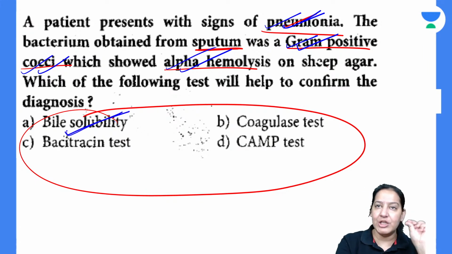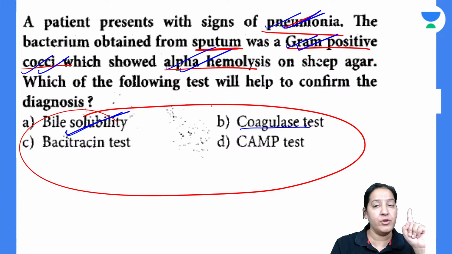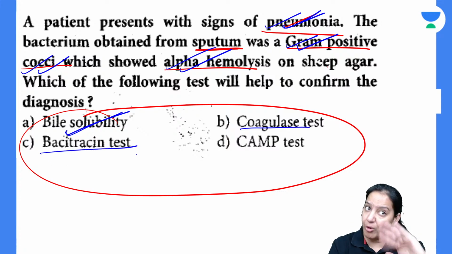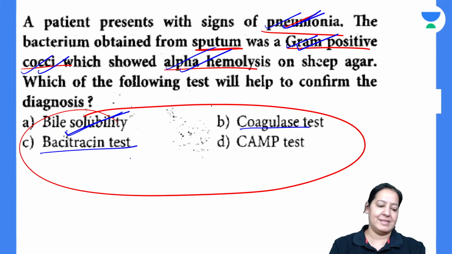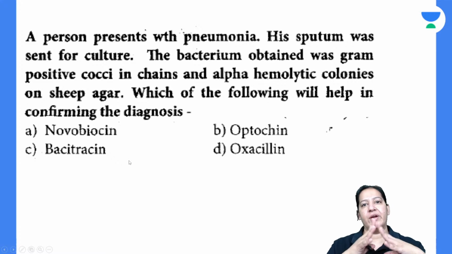Bile solubility is the unique feature of pneumococcus. That's why, yes, the answer is A. The coagulase test will be the unique test for Staphylococcus, right? Bacitracin will be for Streptococcus pyogenes. So the correct answer here is A. You got my point? Give me a thumbs up if you are getting it.